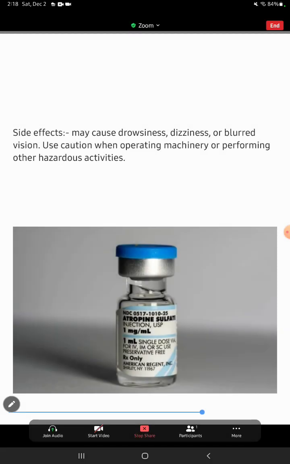Here is the bottle size of it. Its side effects may cause drowsiness, dizziness, or blurred vision. Use caution when operating machinery or performing other hazardous activities.